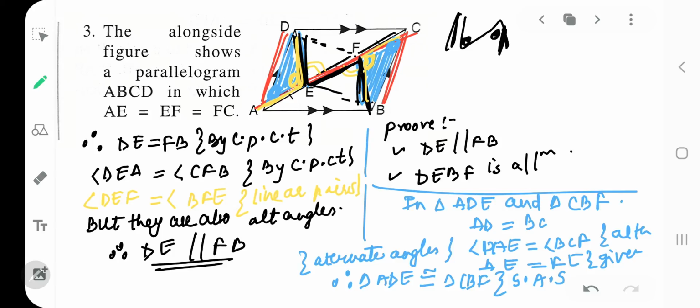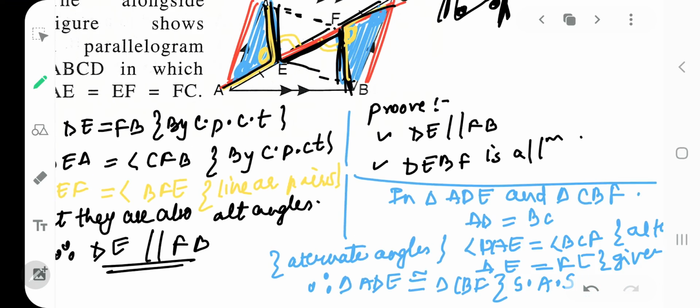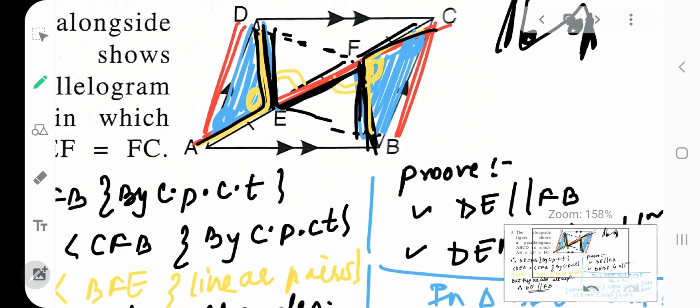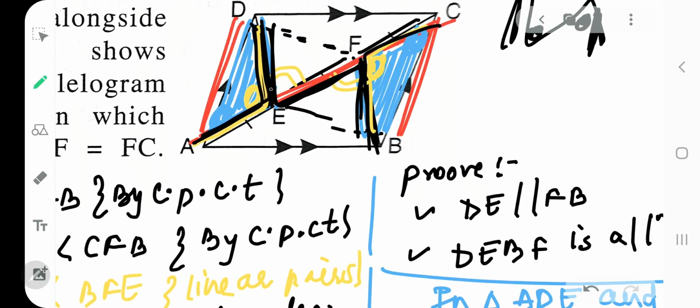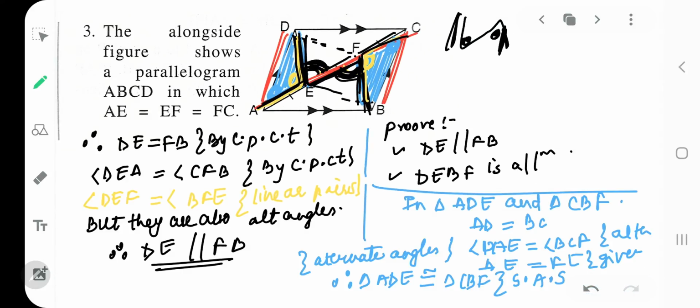Because first we took two triangles congruent, then we took by CPCT that angle DEA is equal to angle CFB. Then we came to its alternate angles, I'll zoom the figure, these alternate angles, this and this, I have marked black there, these are equal, and if these are equal they are forming Z, so they are Z angles, they are alternate angles, so the lines are parallel, so DE is parallel to FB. Got my point clear?